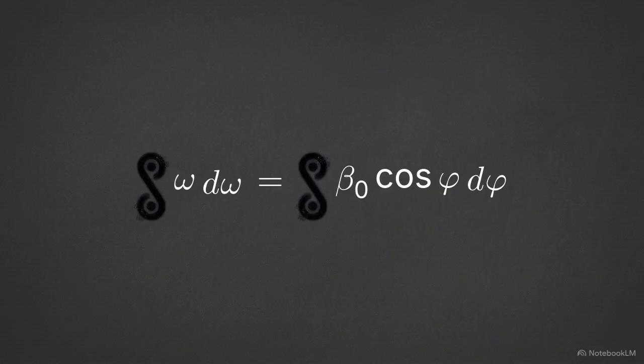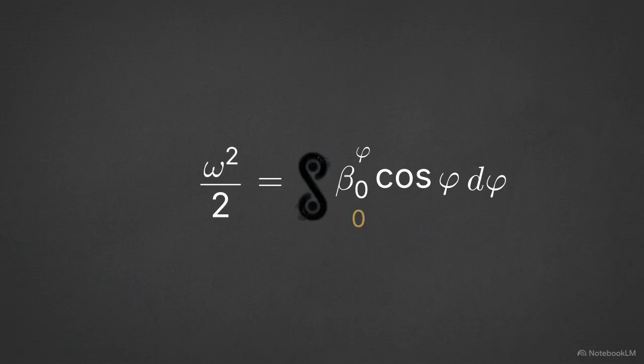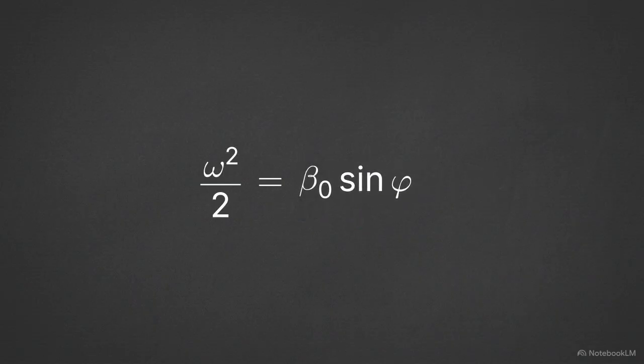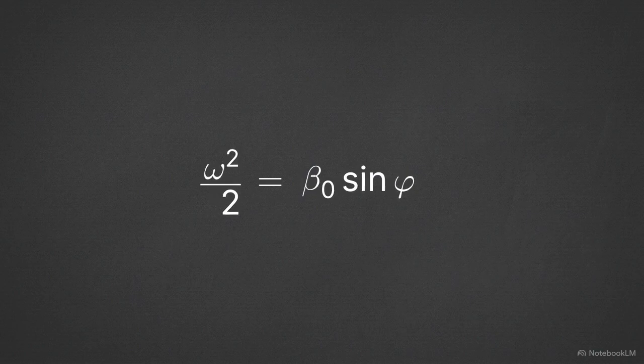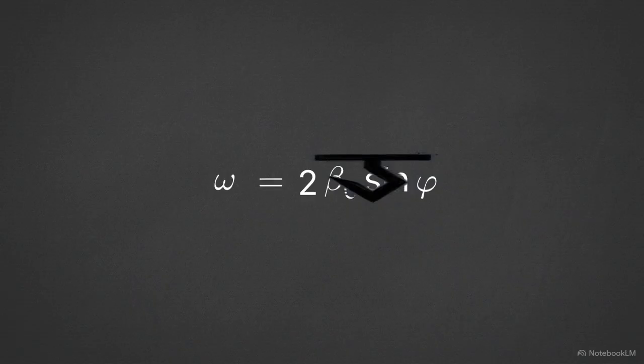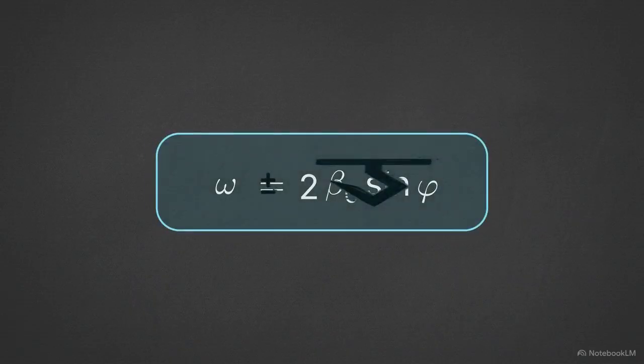Using our initial conditions, the lower bounds for both velocity and angle are 0. The upper bounds are the final values of omega and phi. The integral of omega is omega squared over 2. On the right, the integral of cosine results in the sine of phi. We isolate the angular velocity by multiplying by 2 and taking the square root. We include the plus or minus sign to account for all possible directions of motion.